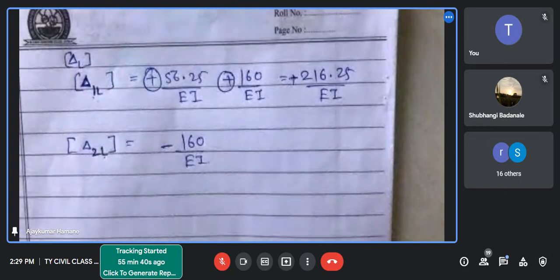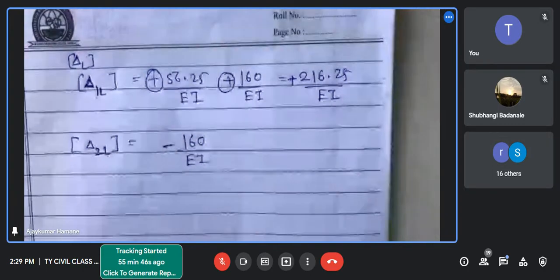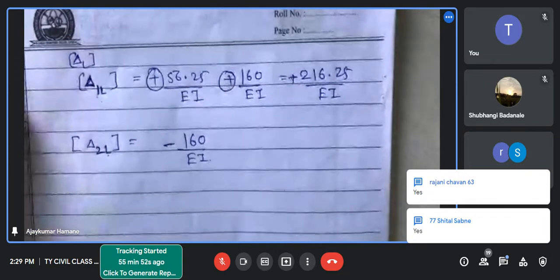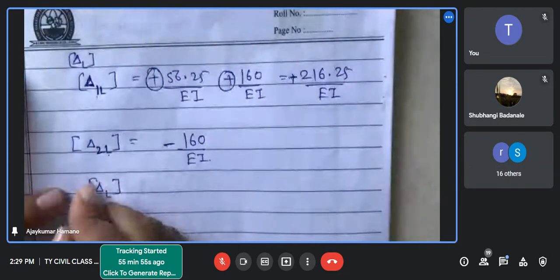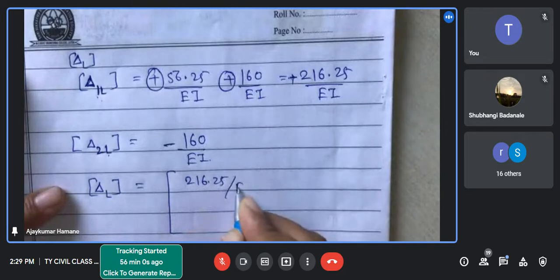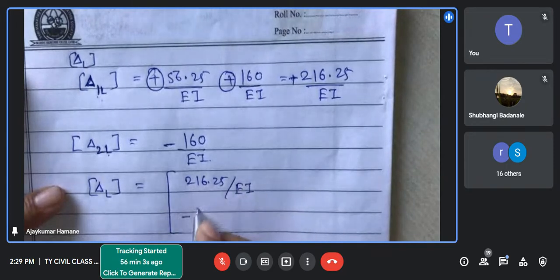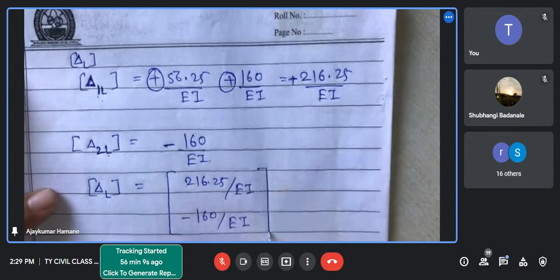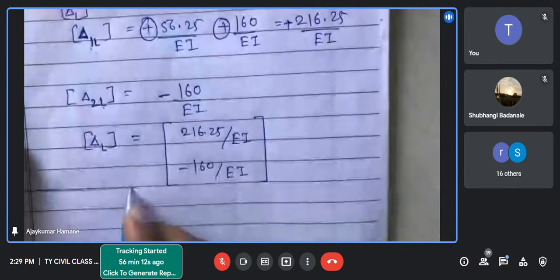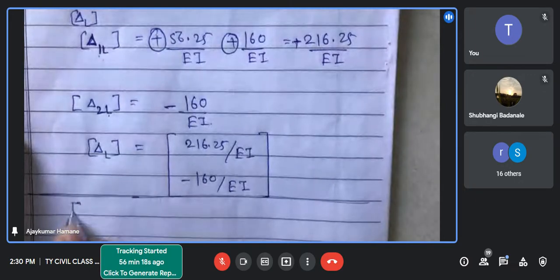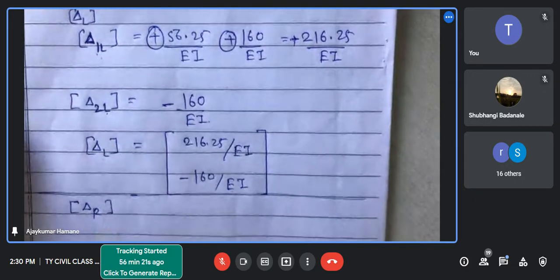Okay, now the displacement matrix equals 216.25 divided by EI and minus 160 divided by EI. Okay. Now, what is the next step? We have to determine delta R. Correct? So what is delta R?